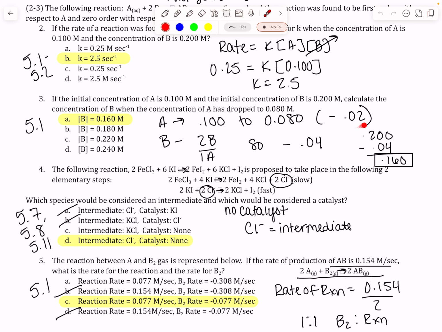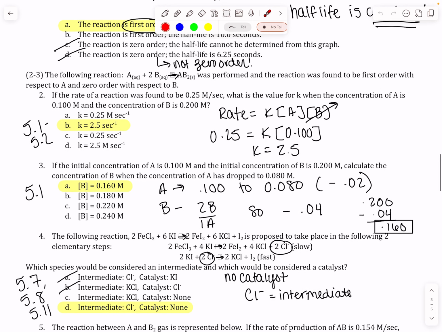So I went over here and did the subtraction. It went down by 0.02. Now we need to look at the relationship between A and B. And if I come up here, for every 2 B's used up, 1 A is used up. So it's a 2B to 1A relationship, 2 to 1.